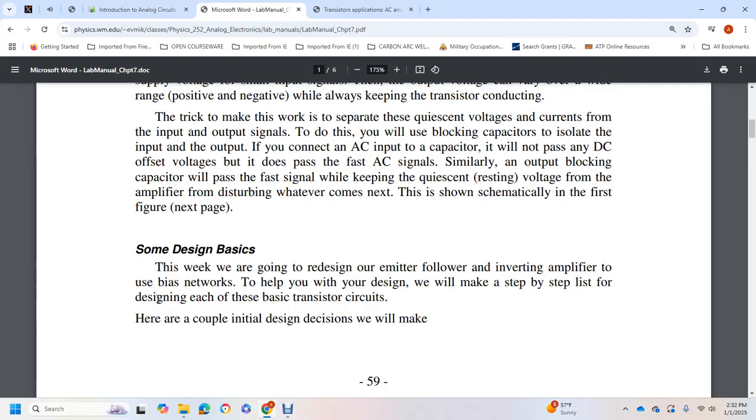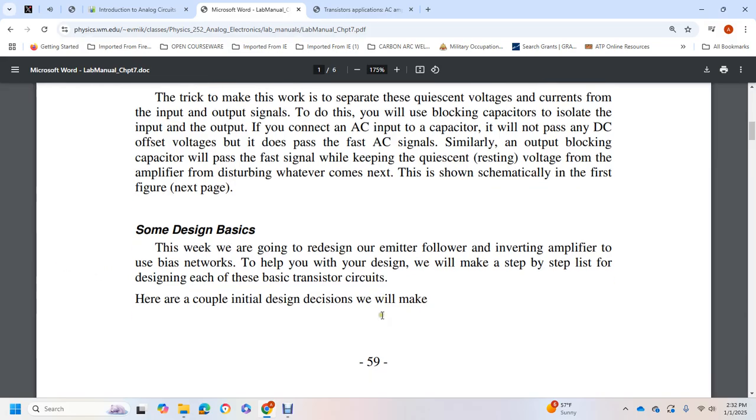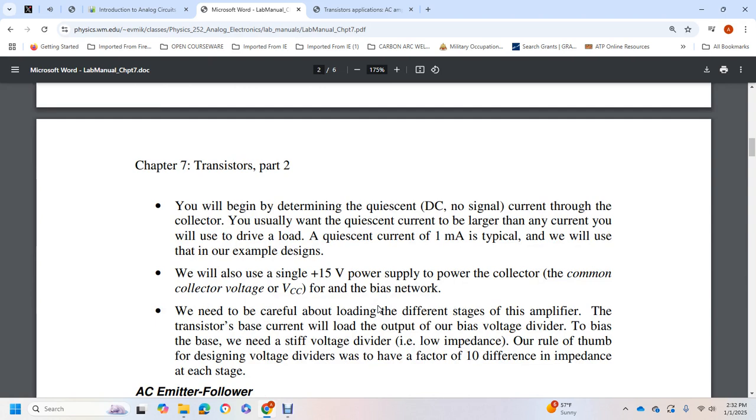Some design basics. In the coming weeks we will be designing the emitter follower, inverter, and amplifier using bias networks to help with your design. You will make a step-by-step list for the design of each of the three basic transistor circuits. Here are a couple of initial decisions we will make. You will begin by determining the quiescent, or DC no-signal, current through the collector. The quiescent current should be larger than any of the current you will use to drive the load. A quiescent current of 1 milliampere is typical. We'll use that in our example design.